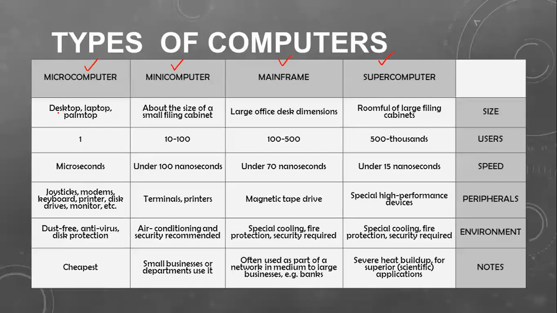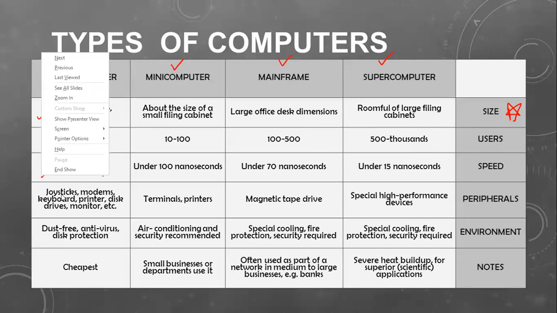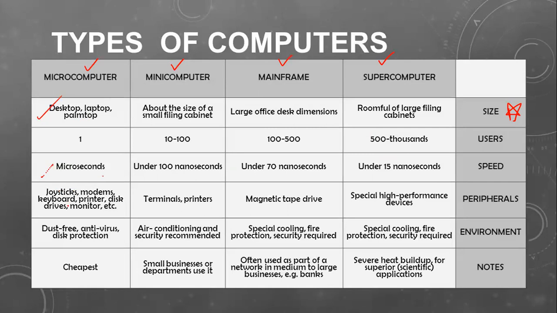So this is the first type we are doing over here: micro, mini, mainframe, and supercomputers. When we look at microcomputers, it is basically a desktop or a laptop or a palmtop. That is the size. It has one user at a time. Speed, it gives the speed in microseconds. The peripheral devices are in the form of joystick, modems, keyboard, printer, monitors, drives, etc. When it comes to environment, it is a dust-free, antivirus, and protected environment. And yes, notes, as you know, it is in the cheapest form.